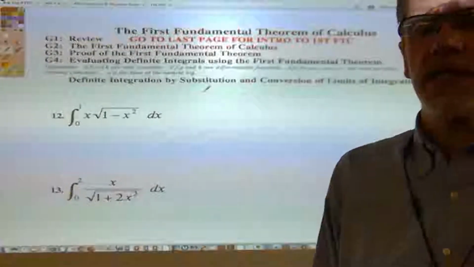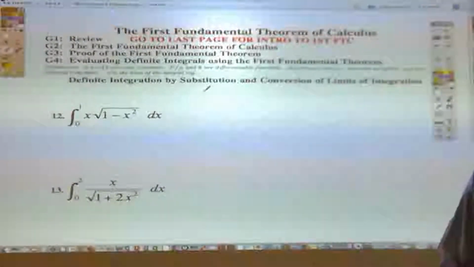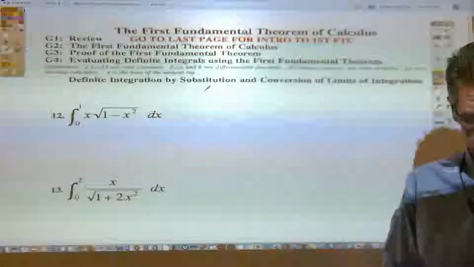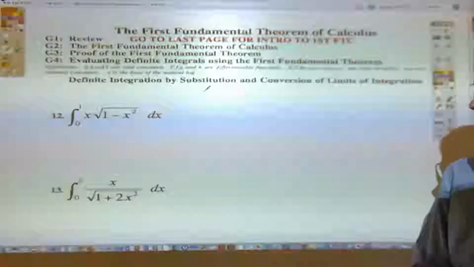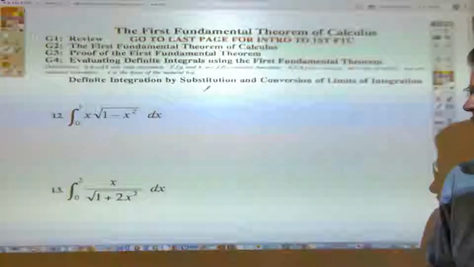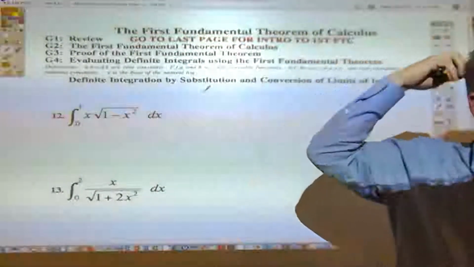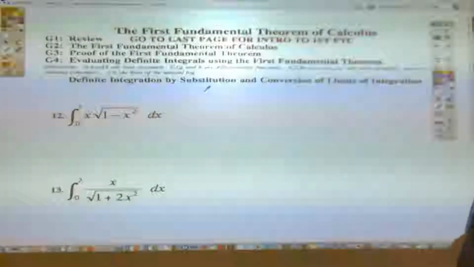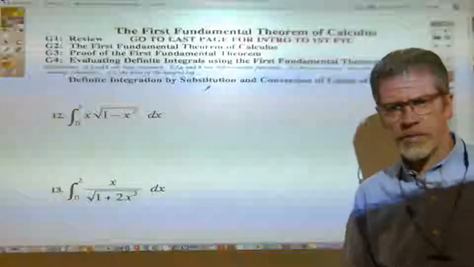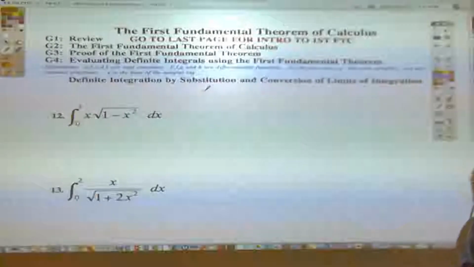Loose into this. However, I'd actually like to see how far you can make it through number 12. Try number 12, based on the example I just gave you. I'll work it at the board, you can work it at your seats, and we'll see if we agree.